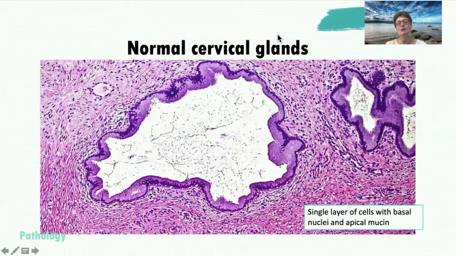This is a normal cervical gland. It's lined by a layer of basal cells and then some apical mucin. The normal cervical glands show very, very few mitoses in the base here, and the nuclei are all really, really regular. And that helps us differentiate it from any atypia that we see, for example, in adenocarcinoma in situ.